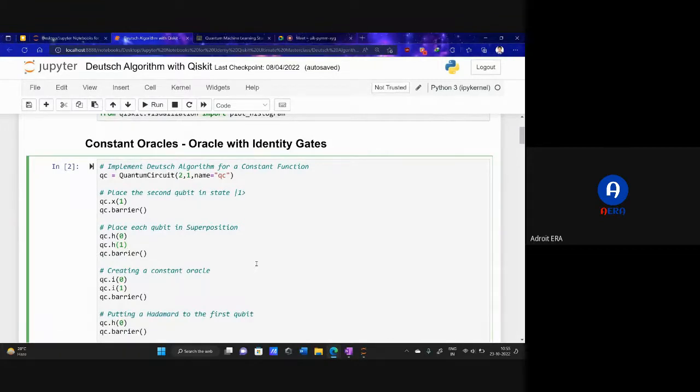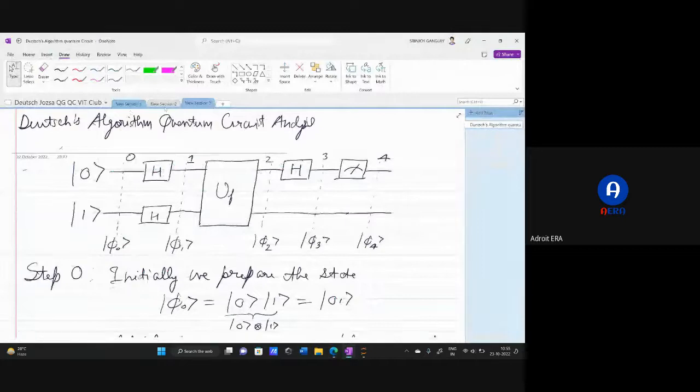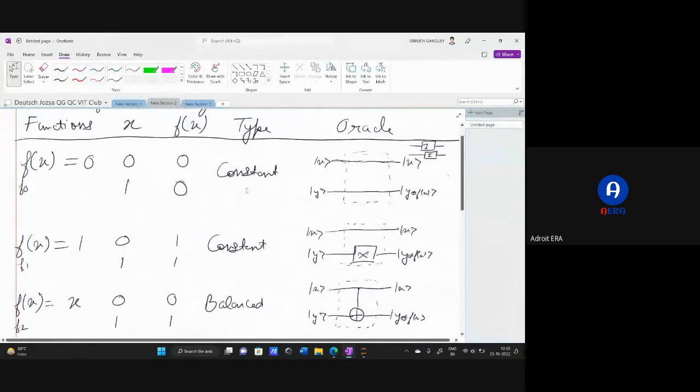And then we create the constant oracle. So first of all, we are creating the oracle with the identity gate. So basically, we are doing this one. So let us go. We are verifying this one, identity gates. Okay, first one, here, look at my cursor, first one.